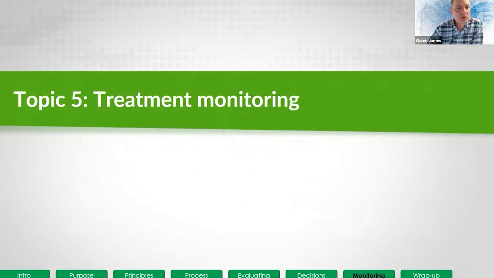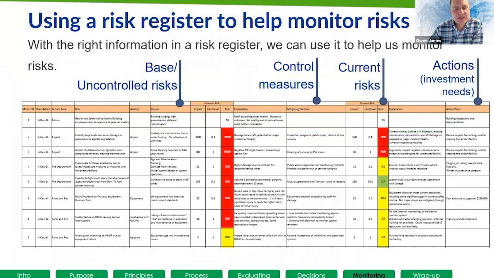We're going to move on to treatment monitoring, and it's a little bit more than that. It's about monitoring risks and risk treatments. And we mentioned earlier on using a risk register to help monitor risks. So here in the risk register, we can capture what the baseline risks are. These are the hazards, these are the causes, these are the vulnerabilities, I've assessed the likelihood, I've assessed the consequence, and if we weren't doing anything, this is what the risk would be.